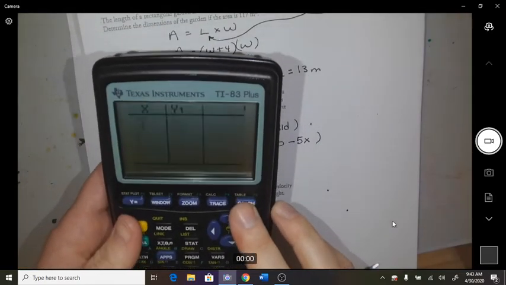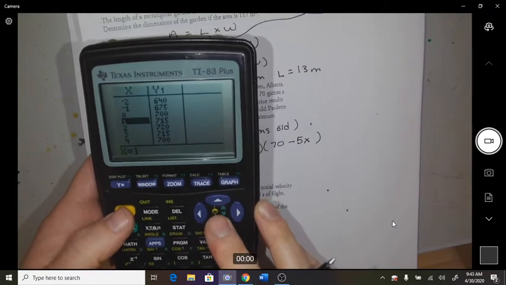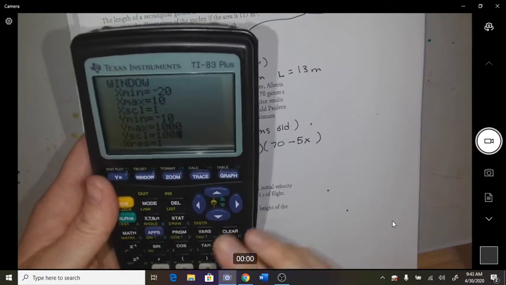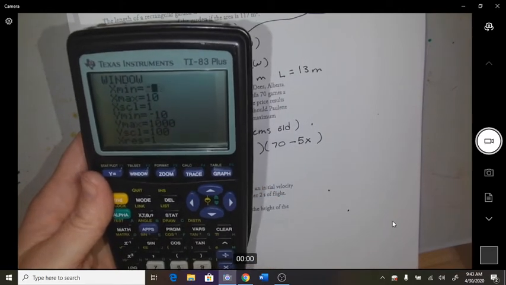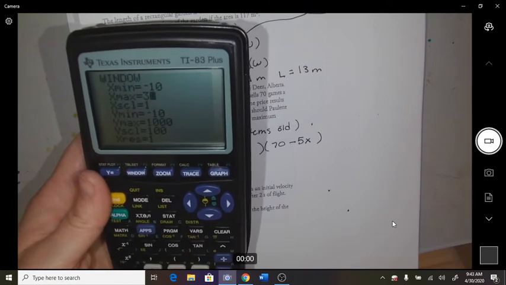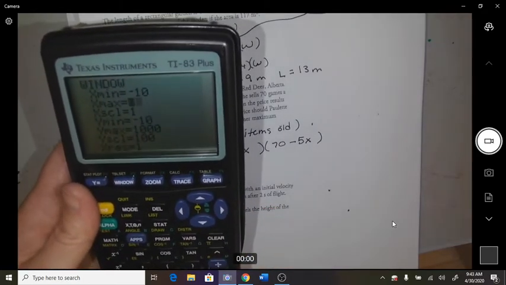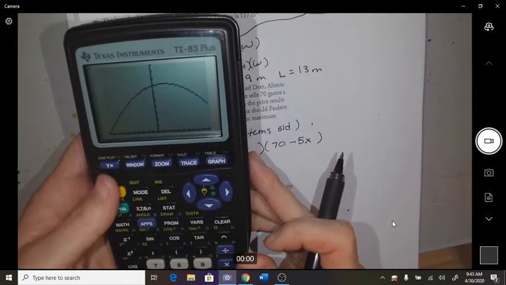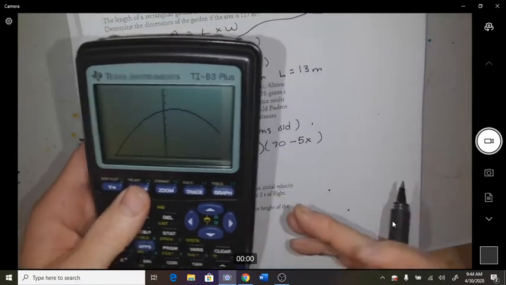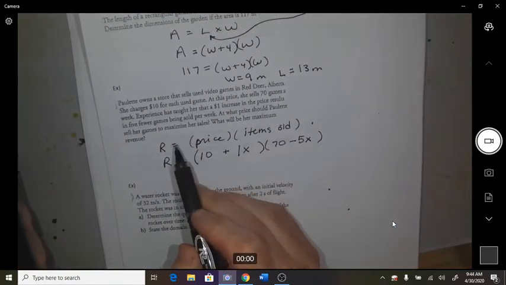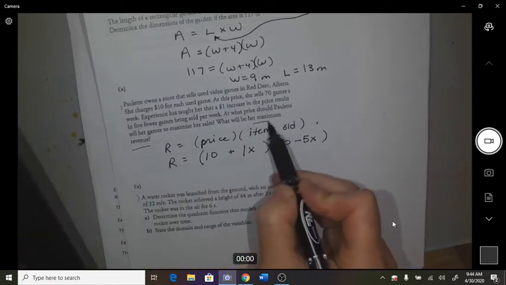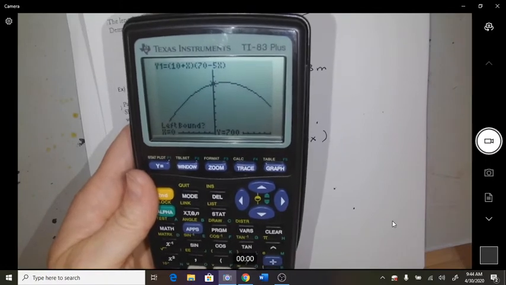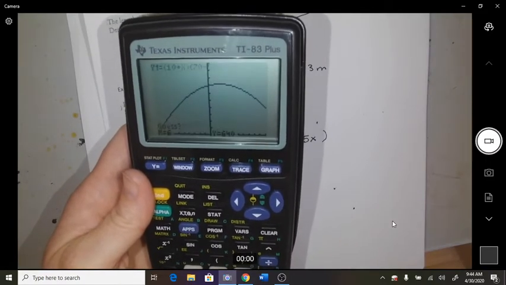Okay, I'm just going to cheat with my table here. All right, I'm in the 700s, so let's just put this at 1,000 maybe, going up by hundreds. Negative 10 to 10 just to see. Okay, so there's our quadratic. What price should she sell to maximize her revenue? So we would want to calculate the maximum. Left bound I can enter already, right bound.